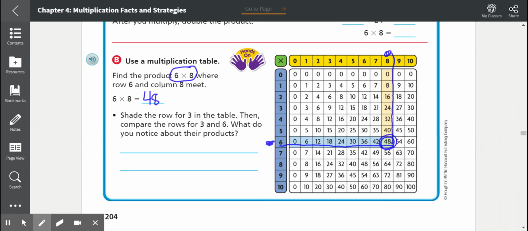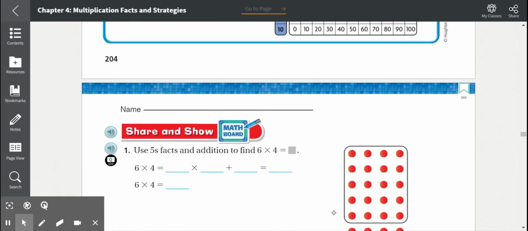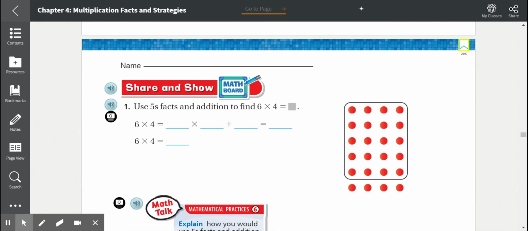Okay. Now let's do 3 and 6. So let's do 3 times 6. We're going to start, our 3 is our first factor. We're going to go till we get to 3. There it is. 6 is our other factor. So up here we find 6. And we're going to draw a line to where they meet. They meet right here at 18. So 3 times 6 is 18. Okay, let's turn the page.